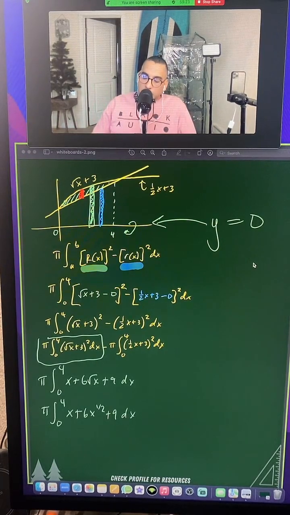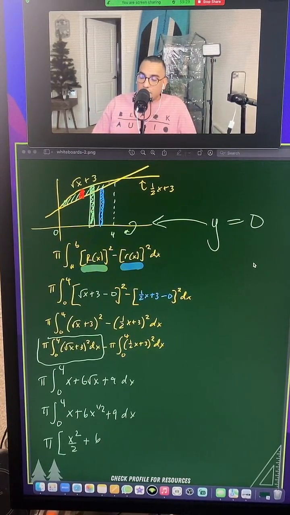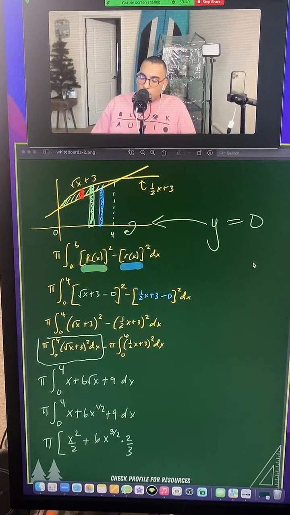All right, so let's go ahead and multiply this, or integrate this. This is going to be x squared over 2 plus, check this out, 6x to the 1/2. And this is supposed to be, not 1/2, I'm sorry, to the 3/2. And then this is supposed to be times 2 over 3, but let's simplify that now. So this is just going to be 4 x to the 3/2 plus 9x, and then from 0 to 4.